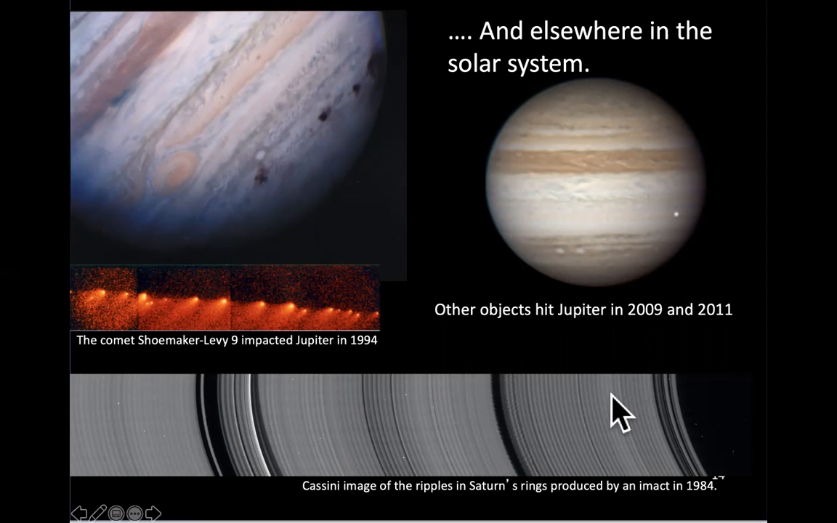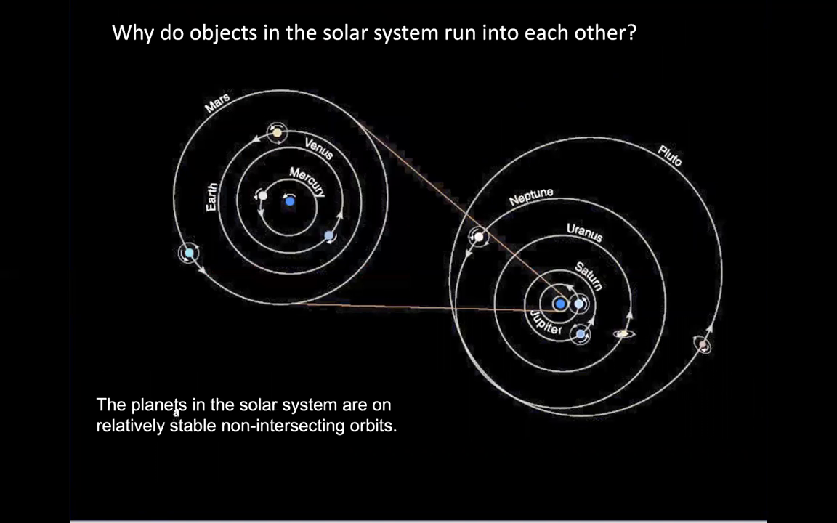So we know objects can crash into planets. This is different from the solar system we often think about. If we think about just the planets and even fairly big things like, say, Pluto, these are all things on nice, relatively circular, relatively well-spaced orbits. These objects are never going to run into each other.